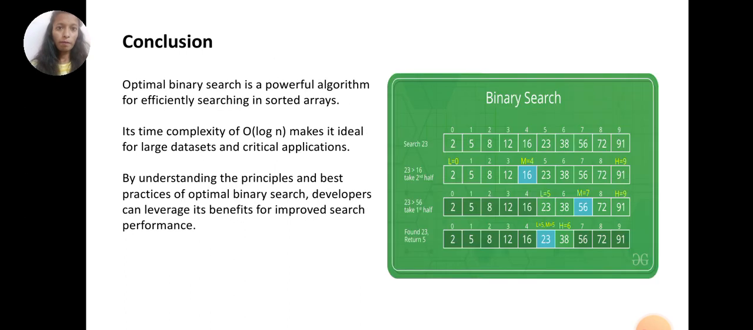Conclusion. Optimal binary search is a powerful algorithm for efficiently searching in sorted arrays. Its time complexity of O(log n) makes it ideal for large data sets and critical applications. By understanding the principles and best practices of optimal binary search, developers can leverage its benefits for improved search performance.